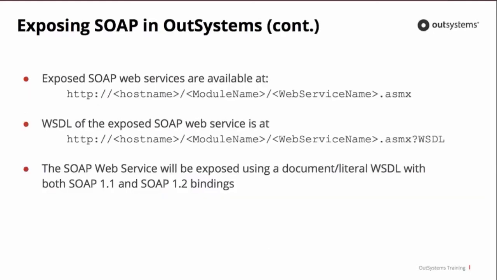SOAP services are exposed using these URLs. So you will be able to access a SOAP service using the host name that you have defined for your environment, followed by the module name, and then the web service name. Pay attention, it's the service name, not the method name that you defined inside the service, followed by .asmx. And the WSDL file is the same thing. You simply add $WSDL. The OutSystems Platform exposes this WSDL as a WSDL file with both SOAP 1.1 and 1.2 bindings.